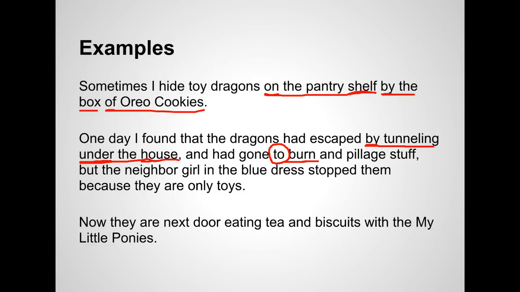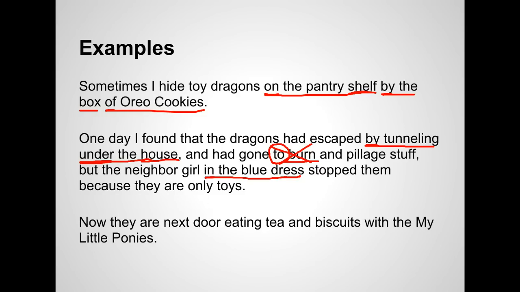If the word right next to it is a verb, then the word to is not acting as a preposition. So in this case, to burn is actually an infinitive phrase, not a prepositional phrase. That is important. Down here I have the word in. Dress is the next noun, so in the blue dress is also a prepositional phrase.